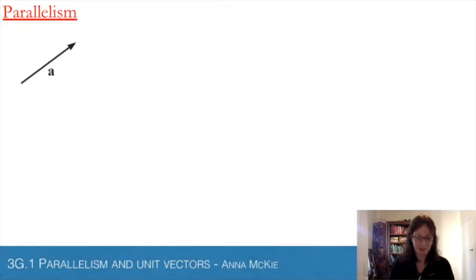Firstly, parallelism. So we have vector A there and a partner to it, 2A, and another one, -1/3 of A. So having a look, they're all parallel, as you can see there. Even if they're going in the opposite direction, that can still be parallel.